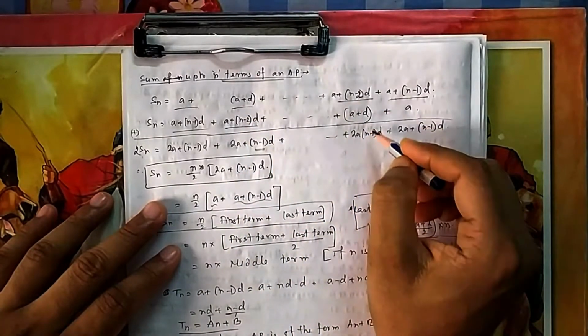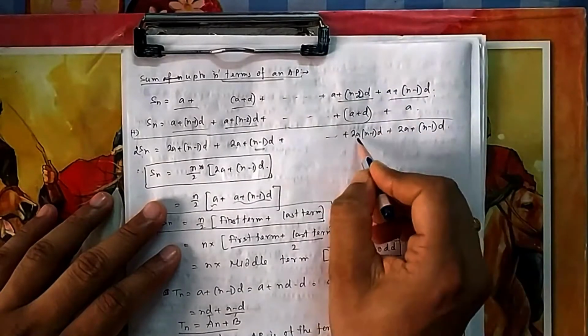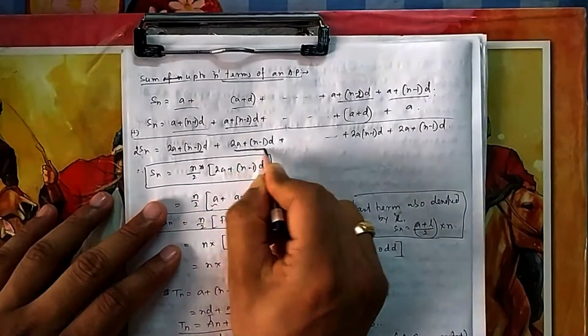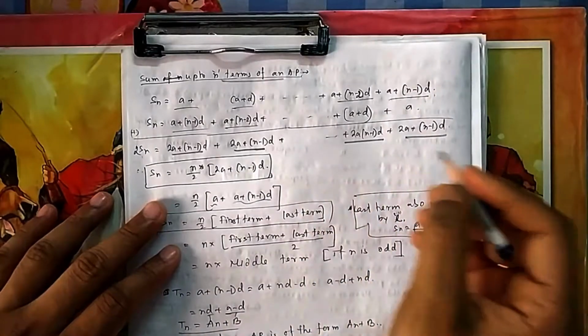Here also n minus 2 plus 1. Here also n minus 1. So everywhere your term is fixed. 2a plus n minus 1 to 2a plus n 1. So you can see this one.